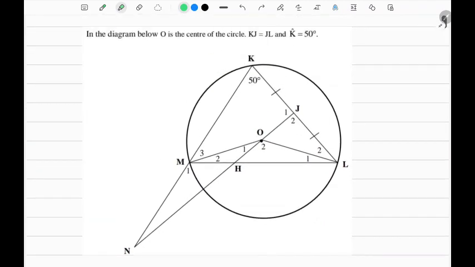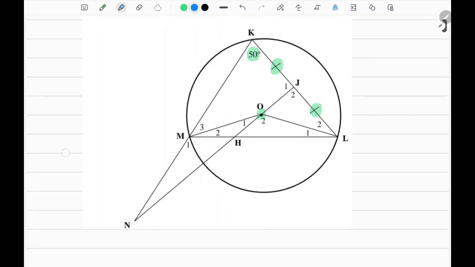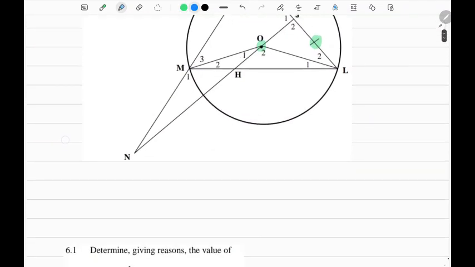It says in the diagram, O is the center of the circle, KJ is equal to JL, and angle K is equal to 50 degrees. So line KJ is equal to line JL. Those line segments are the same. O is the center of the circle, and we are given angle K to be 50 degrees. So let's move over to the questions.